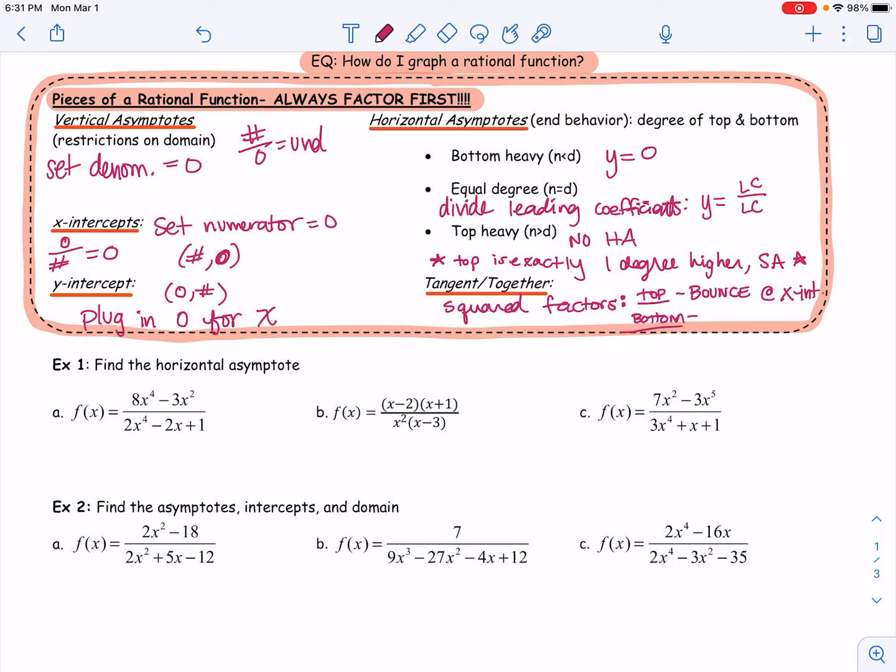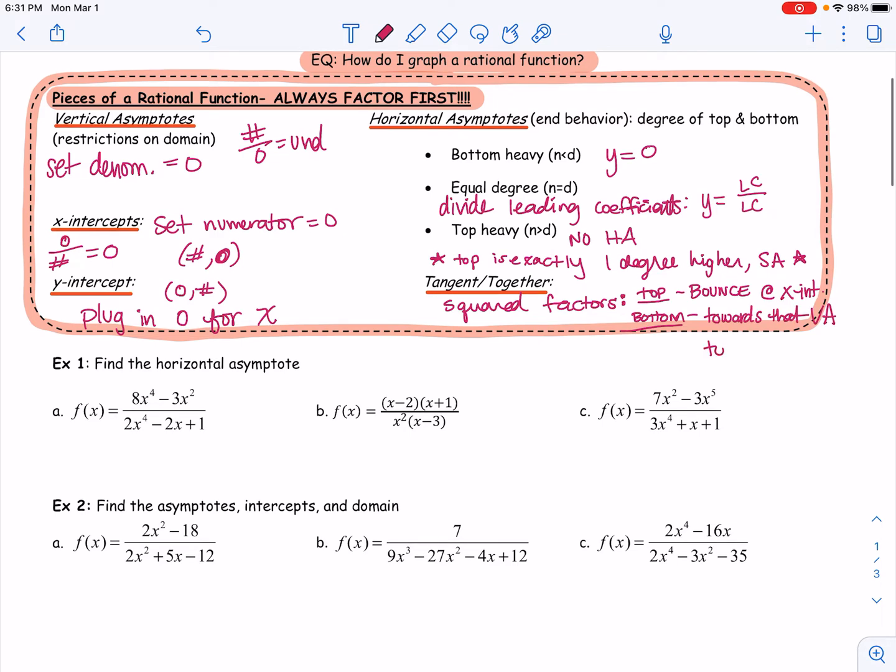If the factor in the bottom is squared, in the denominator is squared, remember, who lives in the denominator? That's the vertical asymptotes. We're setting that denominator equal to 0 to get those vertical asymptotes. So when I have a squared factor in my denominator, this means that the graph is going to go towards that vertical asymptote together. Okay, so maybe an example of that on a graph.